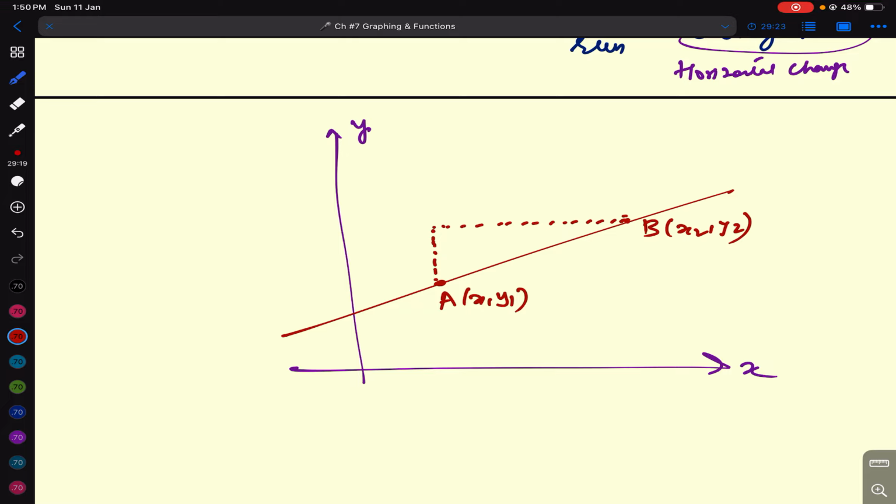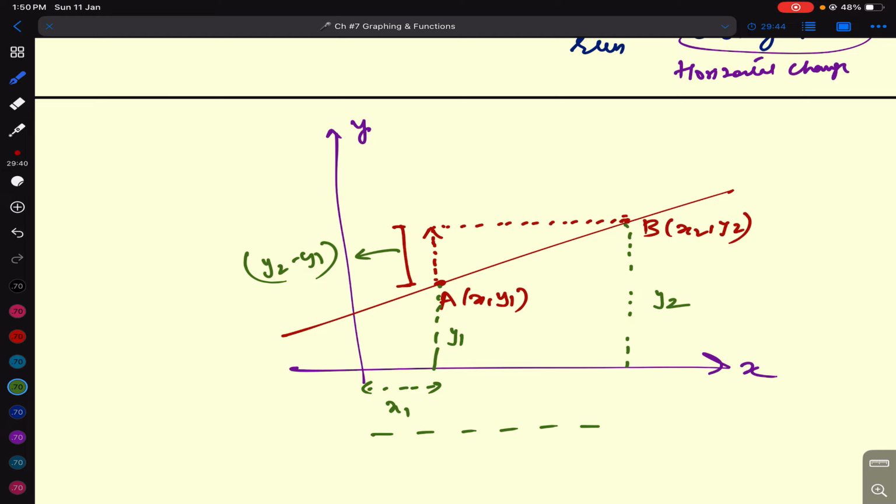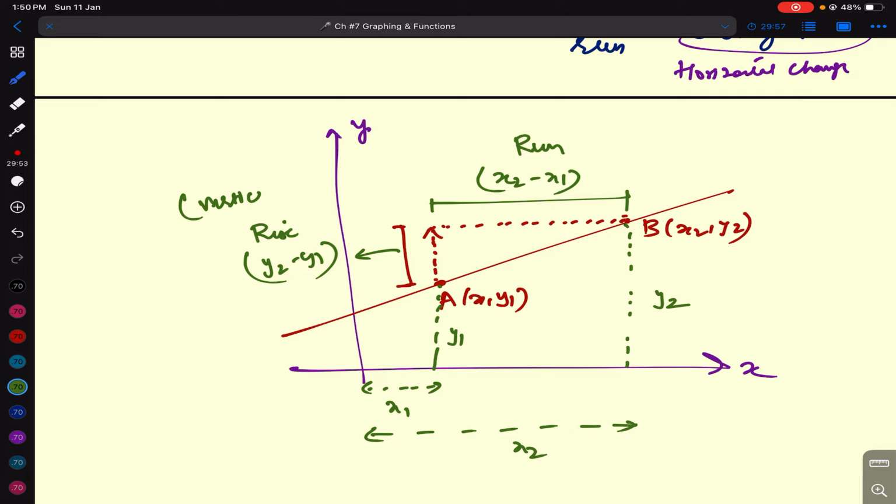When I talk about the rise, which is your change in y, if you see carefully, this is your y2, right? This is your y1. So this is y2 minus y1. Similarly, this is your x1 and this is your x2, right? So this is x2 minus x1. This is known as rise, or vertical change, and this is run, or horizontal change.